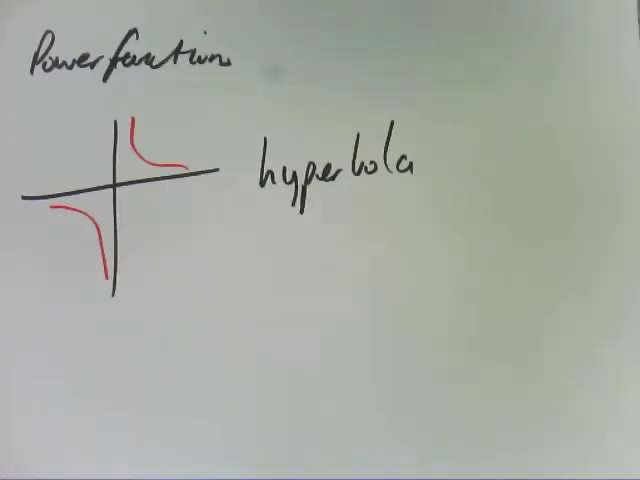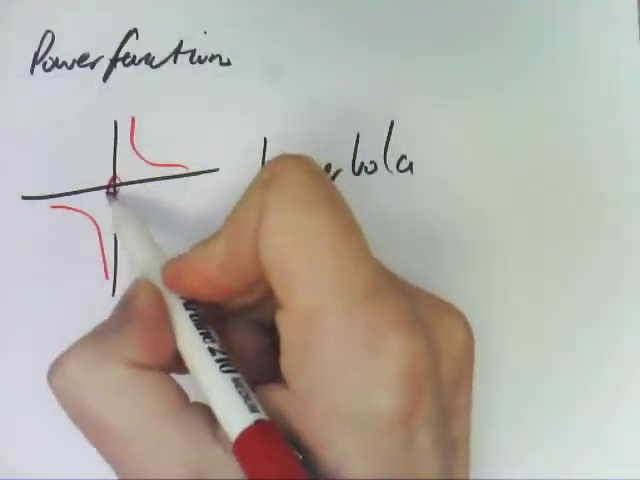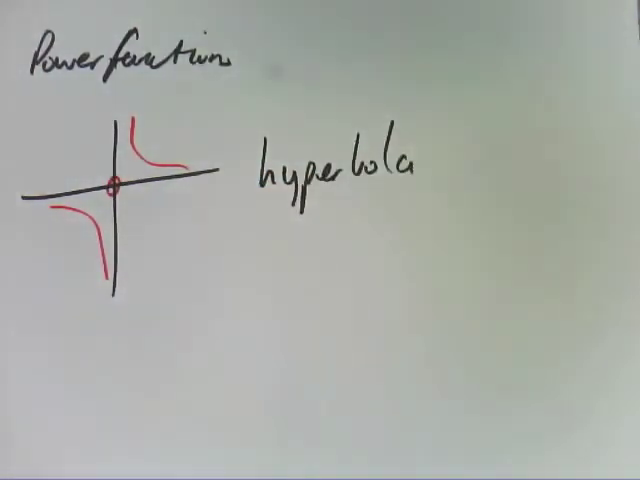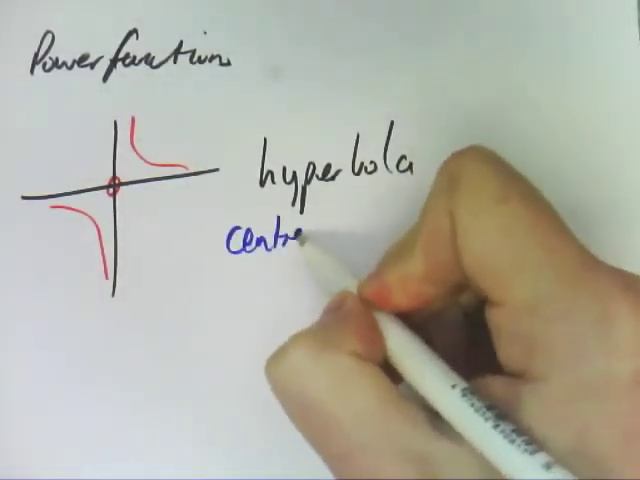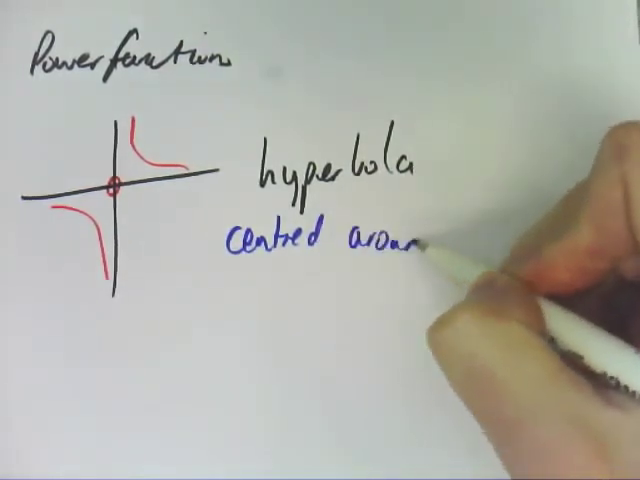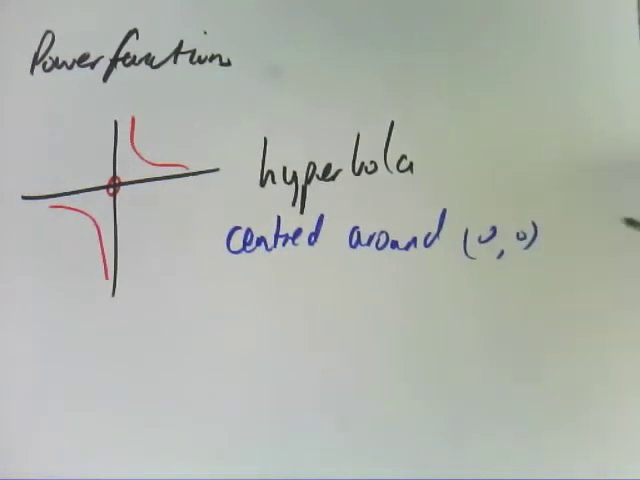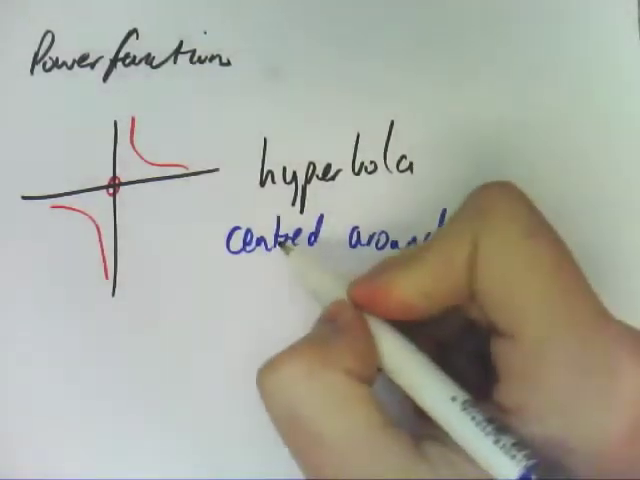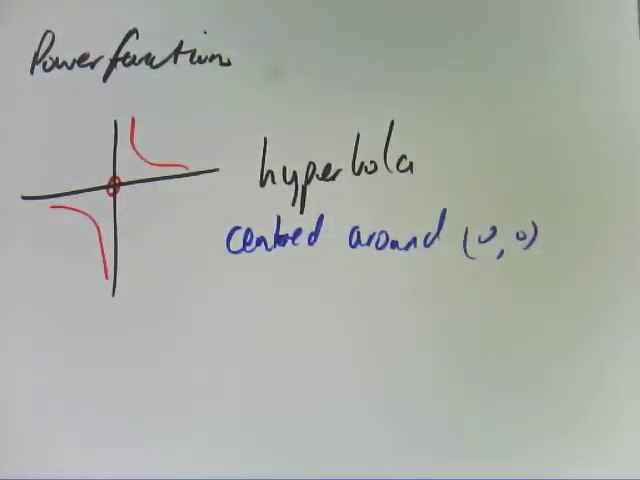This one is centered around, remember we were talking about where it was centered around? This one is centered around the origin as well. So this one is centered around 0, 0. I'm just going to write that down. Centered around 0, 0.